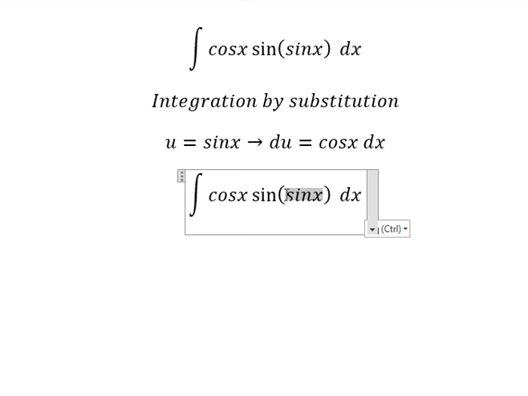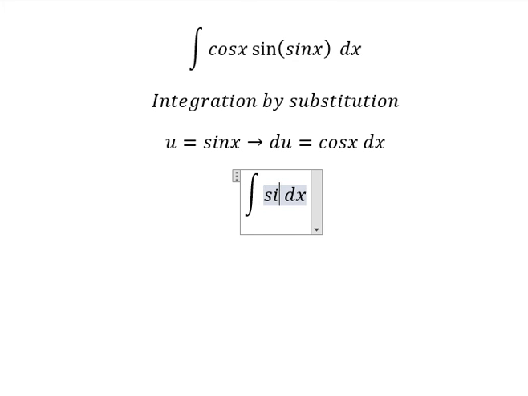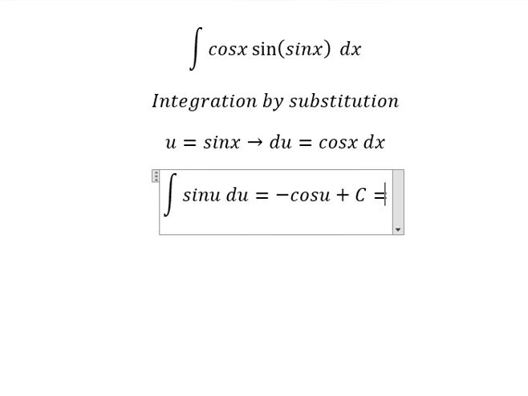This one we change by u. Cosine x dx we change by du. The integration of sine u, we have negative cosine u, and I will put plus c.